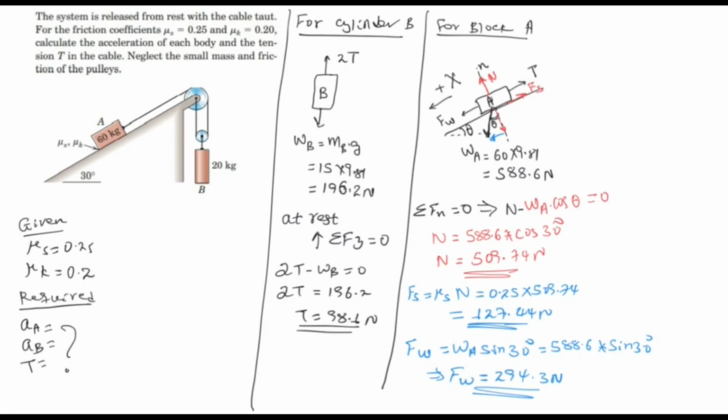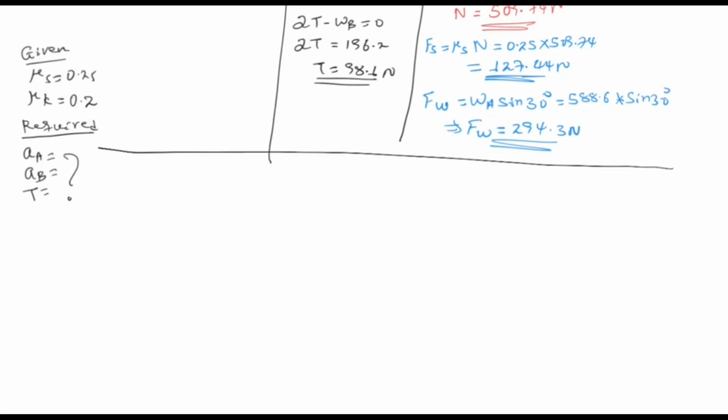Once we evaluate these functions or these parameters, let's now evaluate whether the system is in motion or not. Now we can determine that. To do this, let's take out the free body diagram for block A. This is block A, and this is static friction, this is tension, and this is Fw, and we are assuming that the object has a tendency to go down the incline.